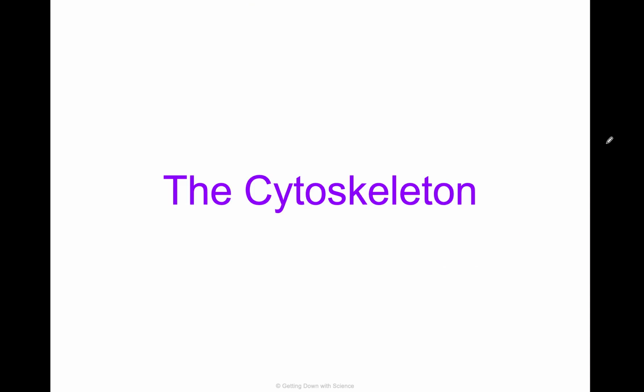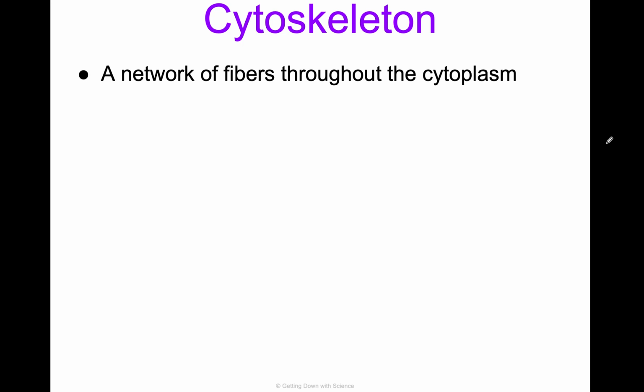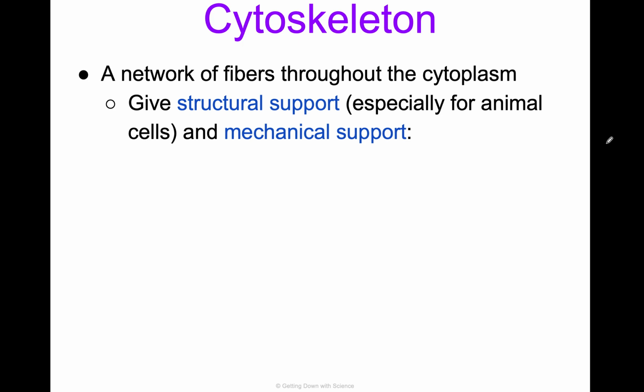All right. Let's talk about the big bones of all of this. How do all these organelles exist in this weird kind of balloon? We call it the cytoskeleton. It's a network of fibers throughout the cytoplasm. Cells have a lot of liquid. We talk about the cytosol being liquid, but within that, there's this scaffolding of fibers. It gives structural support, especially for animal cells, because we don't have a cell wall, and mechanical support.